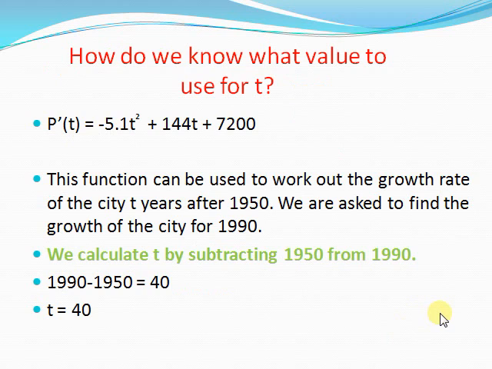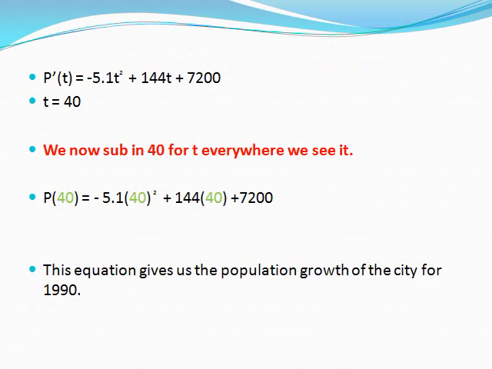Okay, well, the second thing we need to figure out is what value we use for t. We are told that t is the number of years after 1950. Since we're being asked to work out the growth rate in 1990, that's 40 years after 1950, so t is equal to 40. So then what we do next is very simple. We take our 40 for t and we sub it in to our equation everywhere we see t.